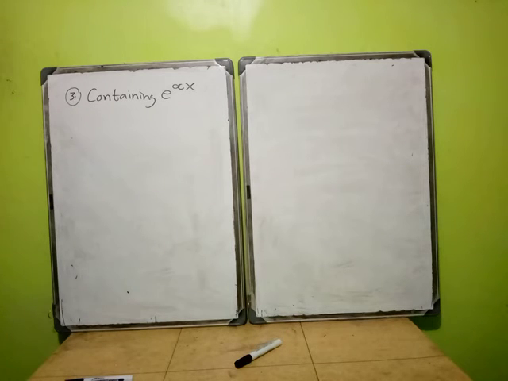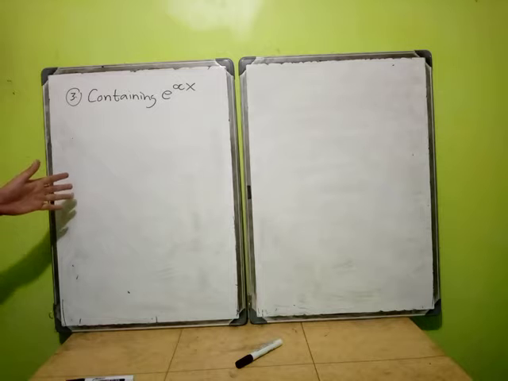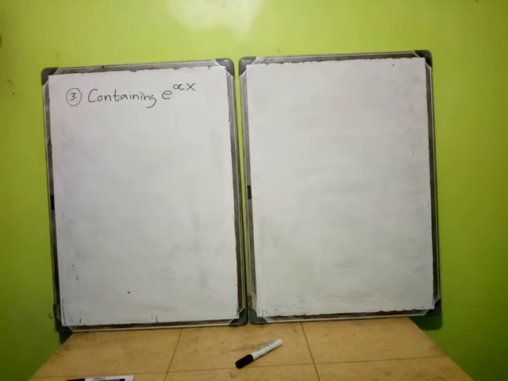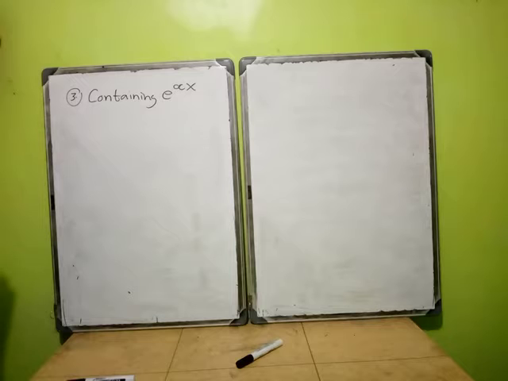Okay, so let's continue. In the last videos, we have discussed how to construct the YP when it involves polynomials, and the other one involving sine x and cosine x. So today, we will be talking about those that are containing e to the alpha x.